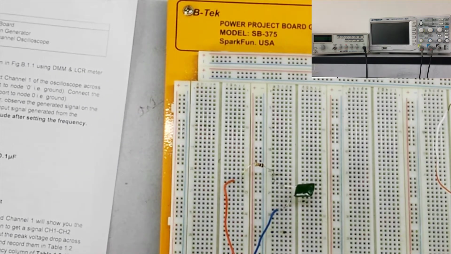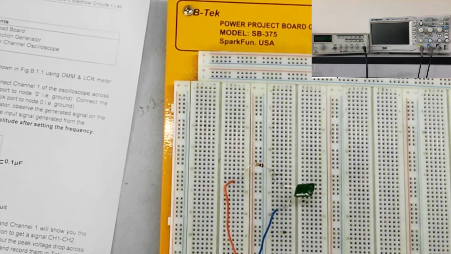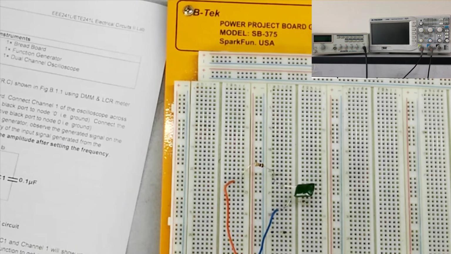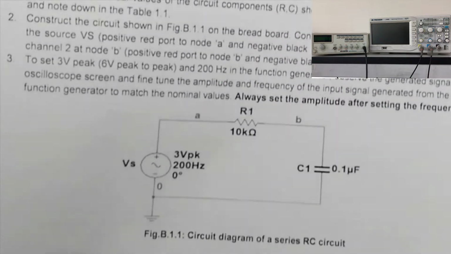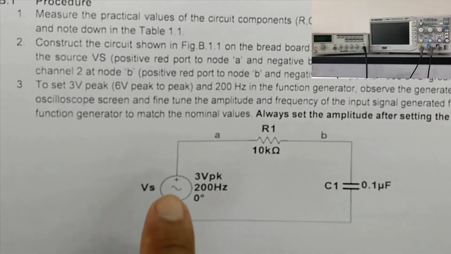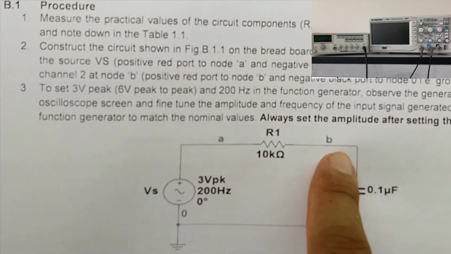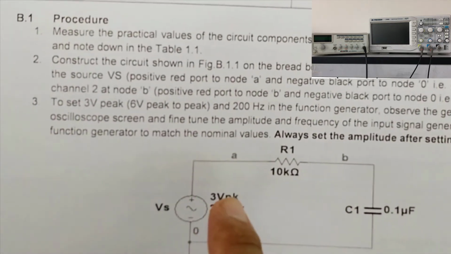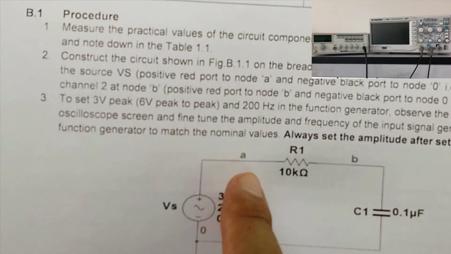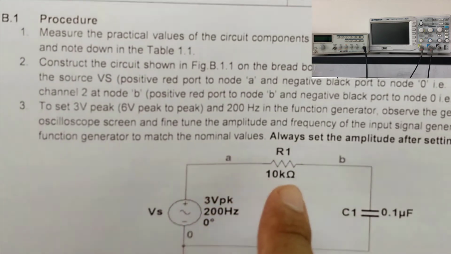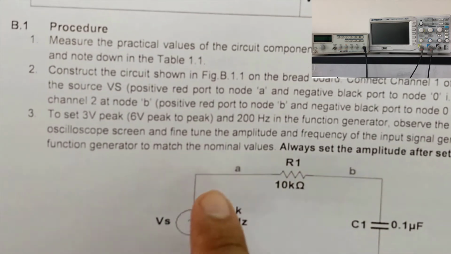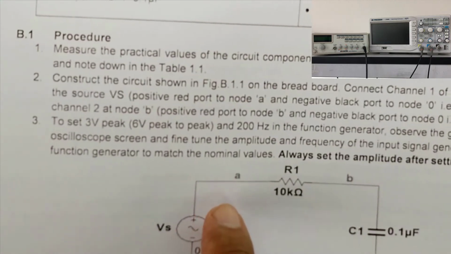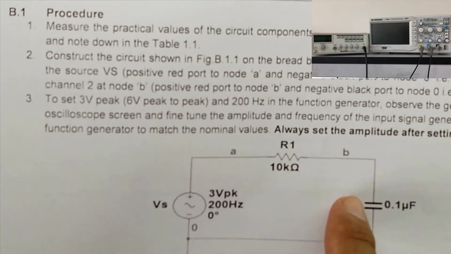For measurement, we'll need to attach our oscilloscope to the circuit. By looking at our circuit, we see that we have two nodes, node A and node B. So we can place two of these channels at each of these nodes. If we place channel 1 at node A and channel 2 at node B, we will get voltage of A at channel 1 and voltage of B at channel 2.